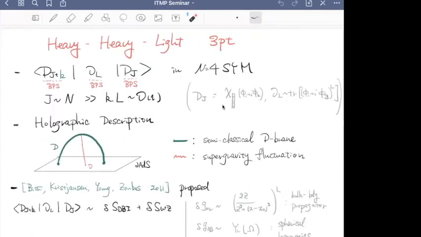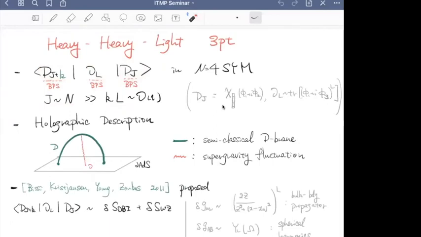So to be concrete, let me first give you what I'm going to talk about in this chapter. I'm going to talk about the 3-point function of 2 large charge operators and 1 light operator. And all of them are assumed to be BPS. And by large charge, I mean J is of order N, where N is the rank of the gauge group, and where K and L, the difference between these large charge operators and the charge of this light operator, is assumed to be of order 1.